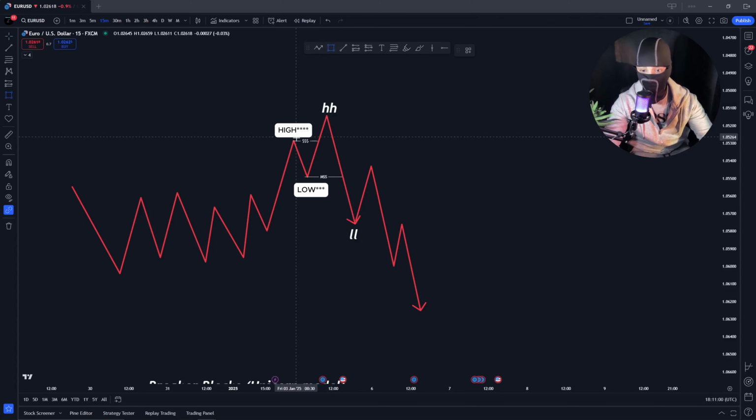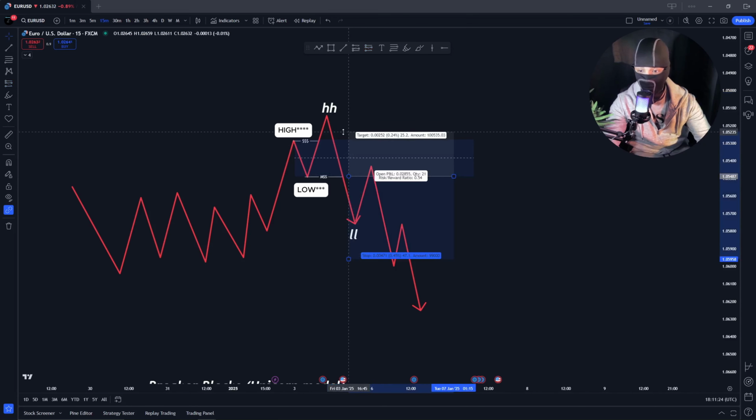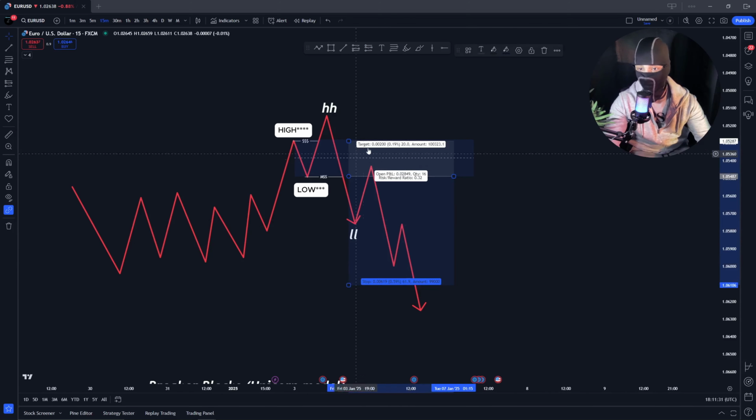How do we mark it out? From the low to the high. Think of it like this: this is the small leg and this is the big leg. We want to mark out the small leg. Once again, you guys can take your entry directly off of the breaker block, put your stop loss on top of the breaker instead of putting it all the way on the high, and target the resting pool of liquidity.